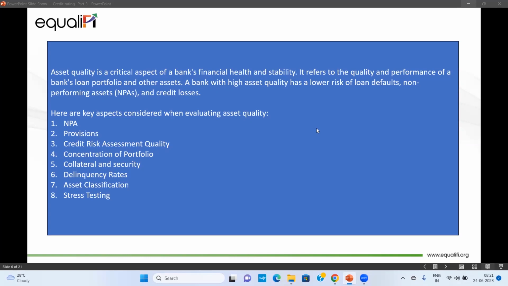The next important point is credit risk assessment quality. When it comes to credit risk assessment quality, you can pick up a sample of a portfolio and see what kind of assessment quality is being followed. Now, there is something called risk assessment. There is a basic difference between risk assessment and credit assessment. And there is something called hindsighting.